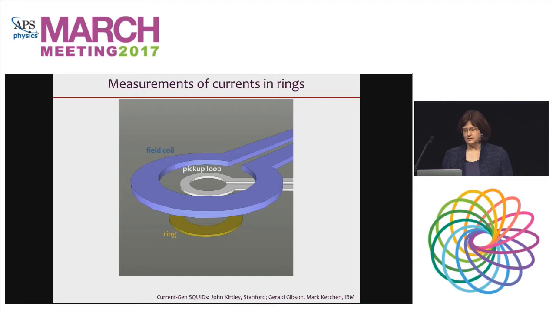And our current generation of SQUIDs were designed by John Kirtley and fabricated with a lot of hard work by Gerald Gibson at IBM and his team. So the essential part here is a pickup loop, and we're going to measure the flux through that pickup loop. That pickup loop is hooked up to a SQUID that's quite a bit more complicated than the pickup loop that I'm showing you here.